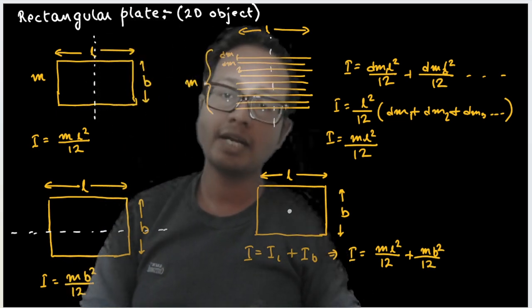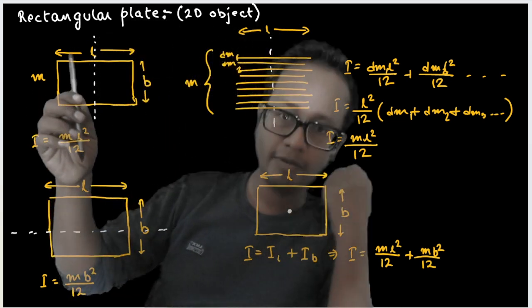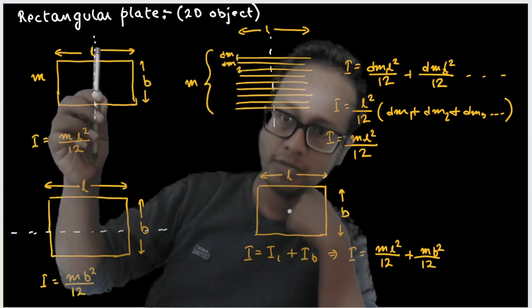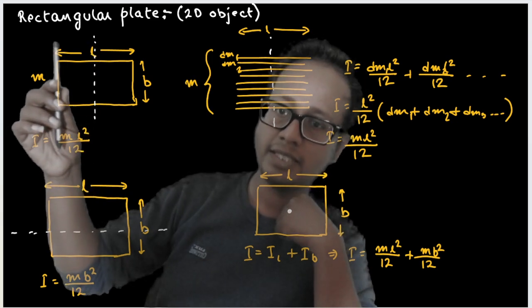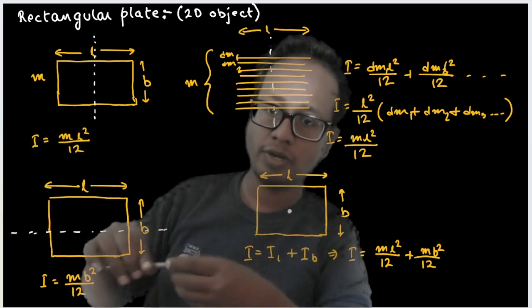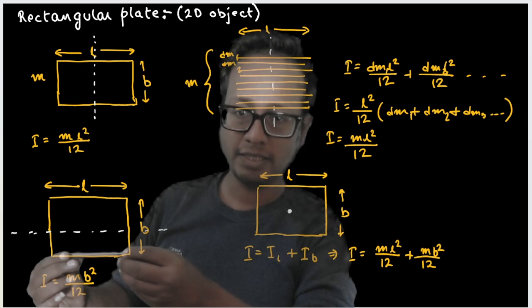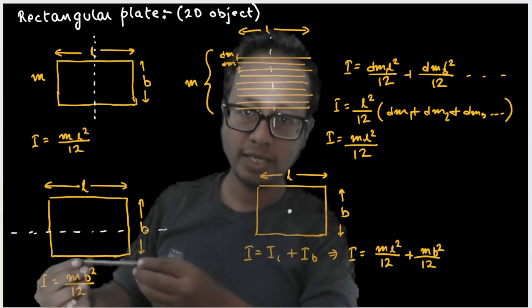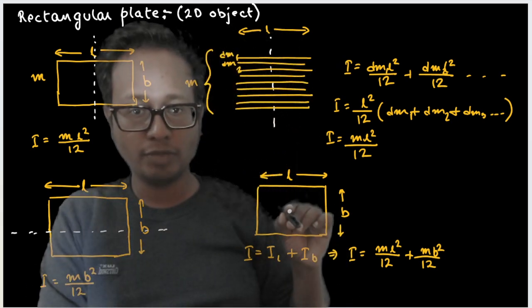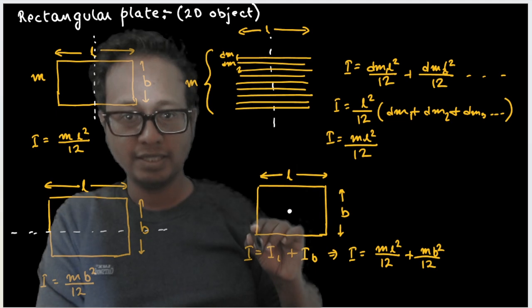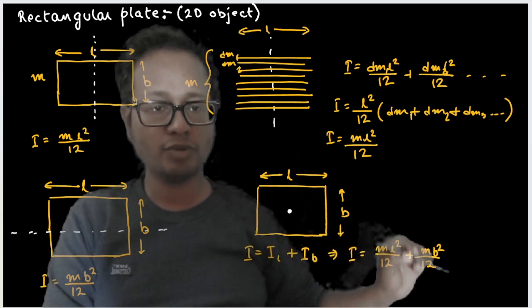Similar kind of thing. There are certain multiple other variations. What is the moment of inertia about this axis? It is nothing but ml square by 3. What is the moment of inertia about this axis? It is nothing but mb square by 3. So what is the moment of inertia perpendicular to the plate but passing through one of the vertices? It is nothing but ml square by 3 plus mb square by 3.